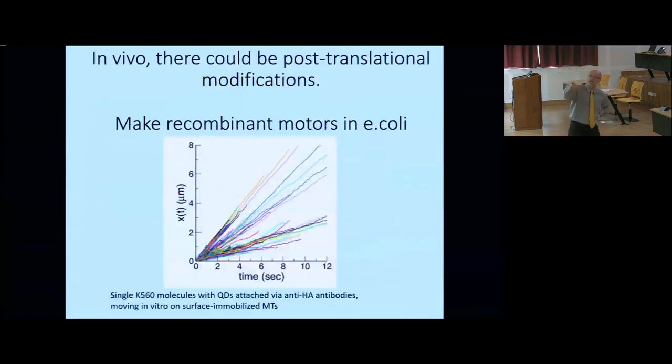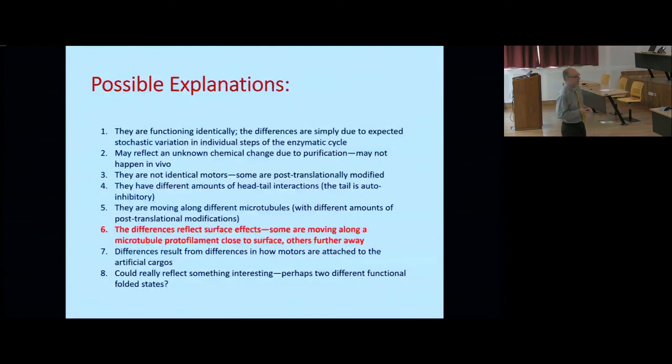Okay, so here's what we see. These were K560 labeled with quantum dots. We see a pretty wide range of velocities. Some of them were quite long. There are lots that are short. And if you look at the distribution, it's consistent with single molecule behavior. So far, so good. So what about surface effects?